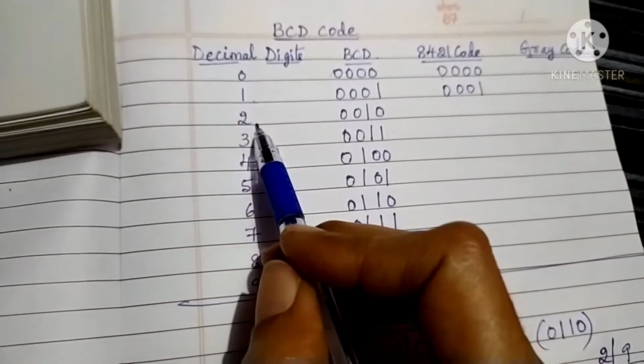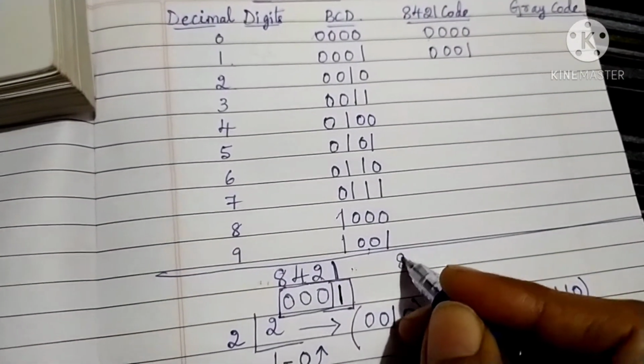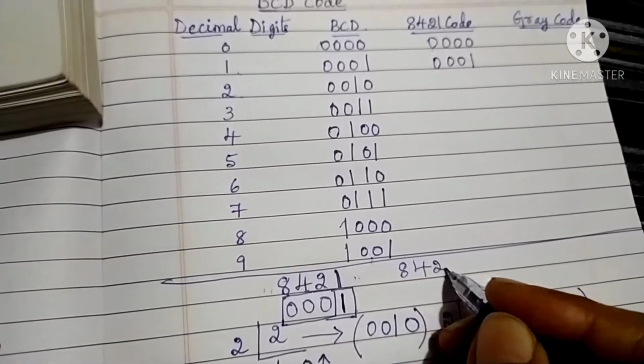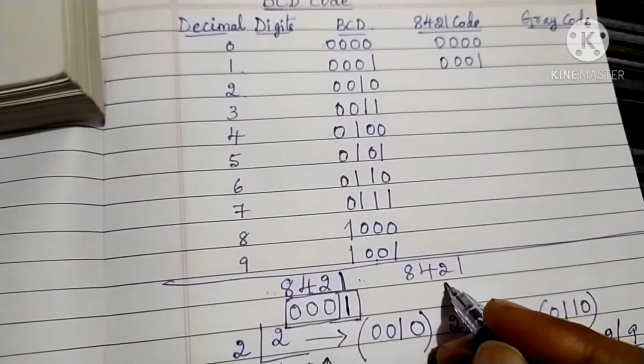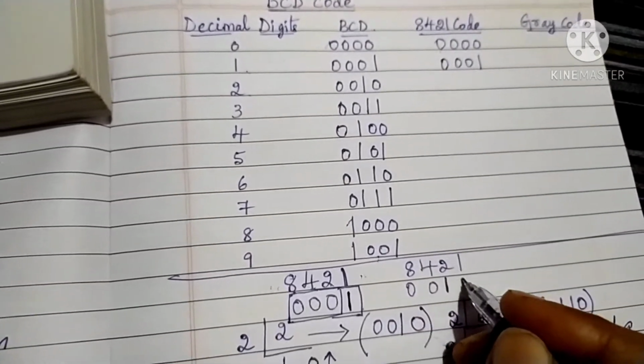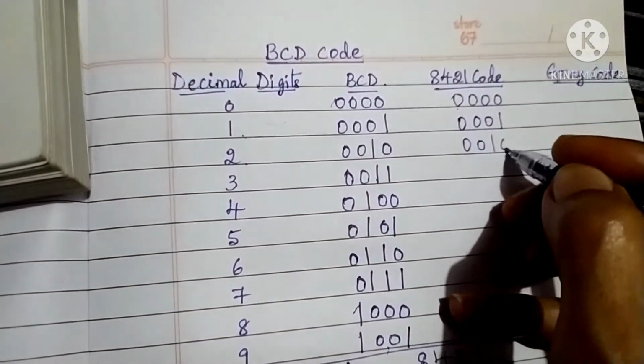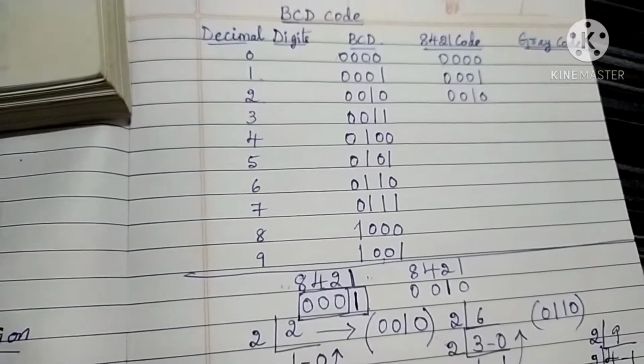For decimal number 2, again in the 8421 code, I need only this number now. Enable this one, disable this one. Here also you are going to get the same answer.